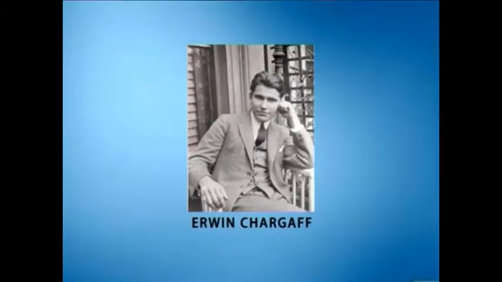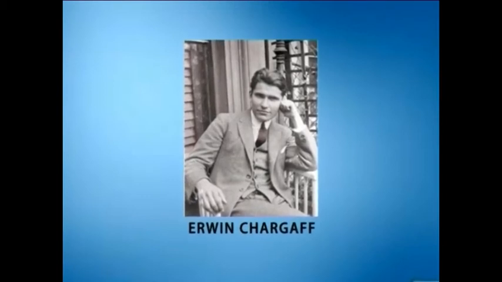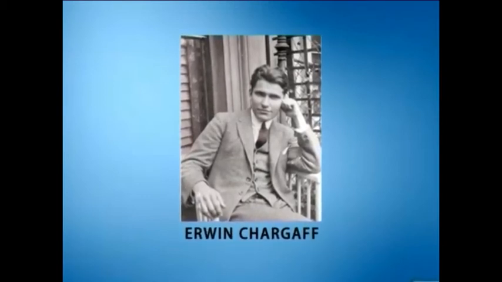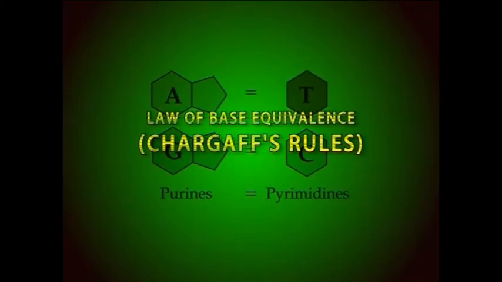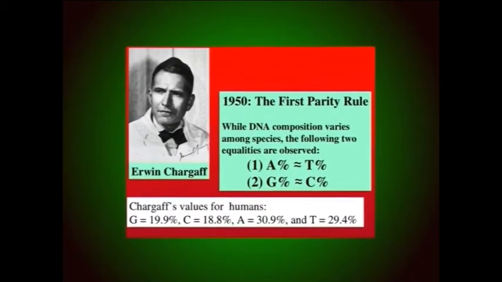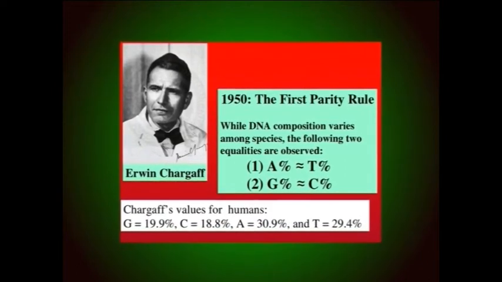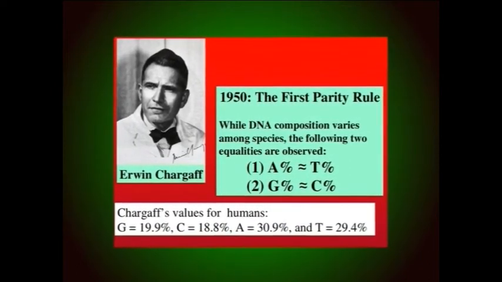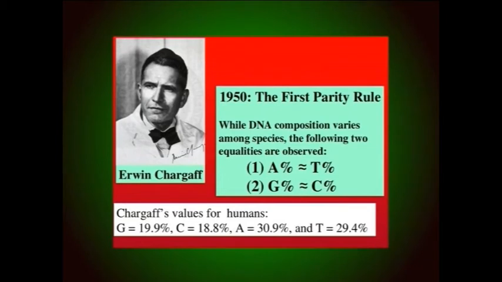Another was the observations on DNA base composition made by Erwin Chargaff, now known as Chargaff's rules or laws of base equivalence. Let us now discuss the law of base equivalence, also known as Chargaff's rules. During the late 1940s and early 1950s, the pioneer biologist Erwin Chargaff analyzed DNA from several species and also from different cell types in the same organism and found certain rules.